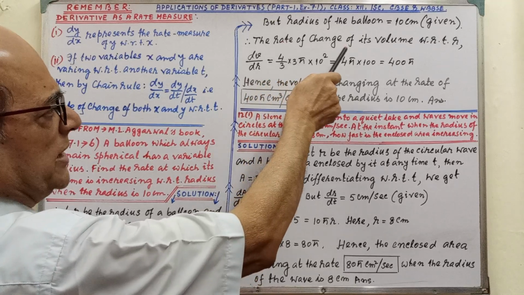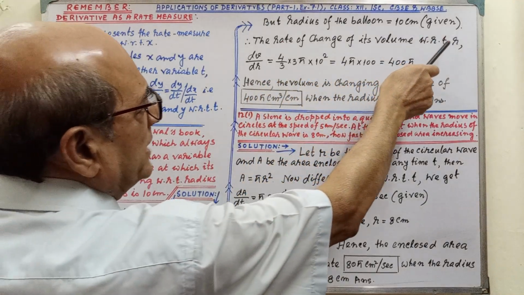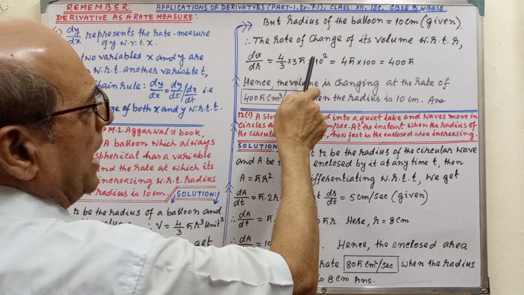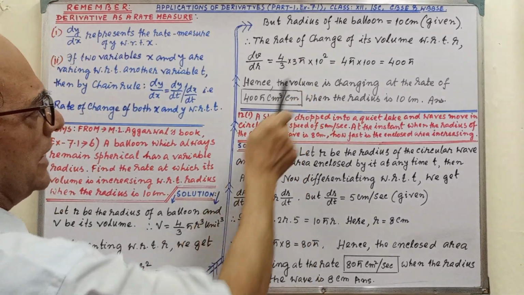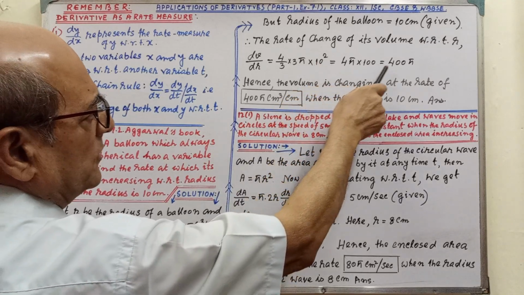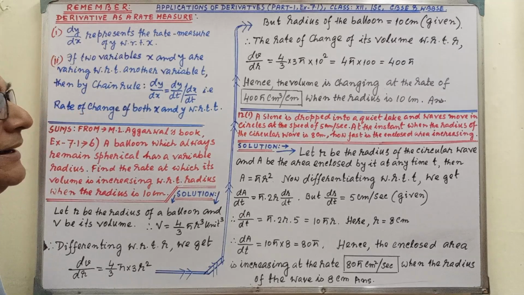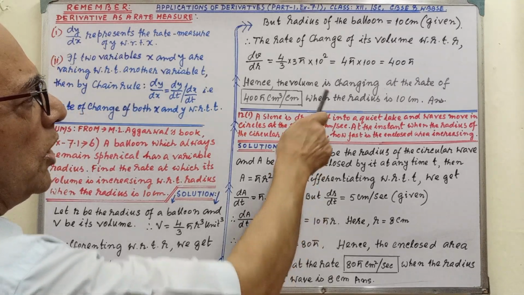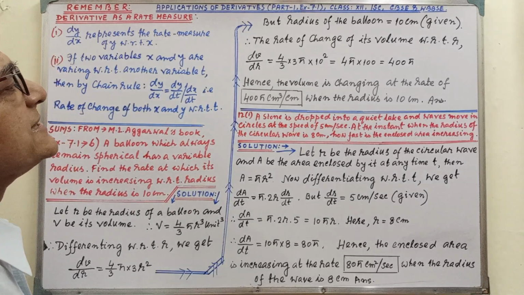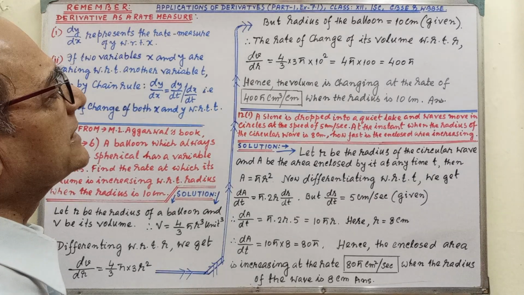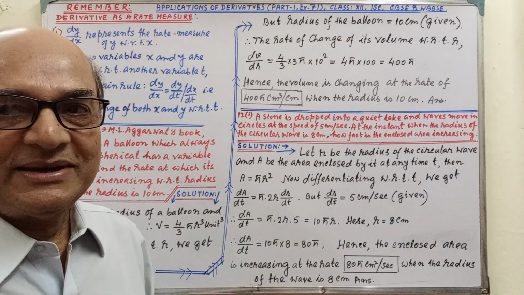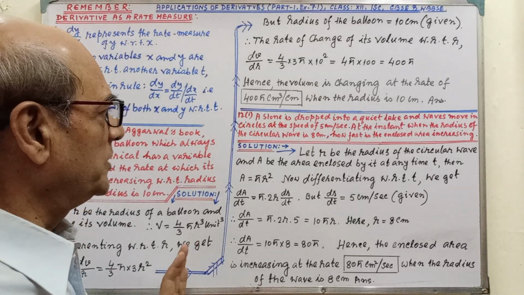Therefore, the rate of change of its volume, dV by dr, in place of r we have to put the value 10, that is 10 square. By simplifying, we are getting 400 pi. Hence, the volume is changing at the rate of 400 pi centimeter cube per centimeter when the radius is 10 centimeter. Sum is completed.